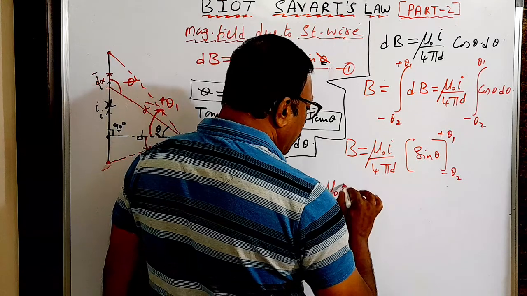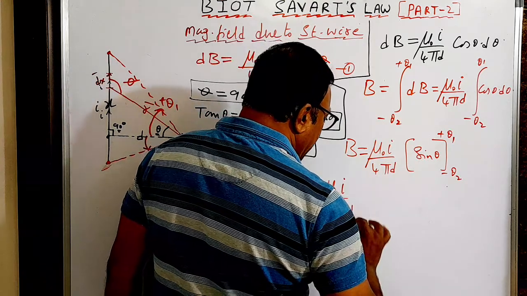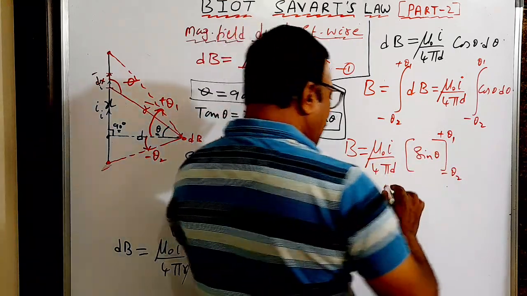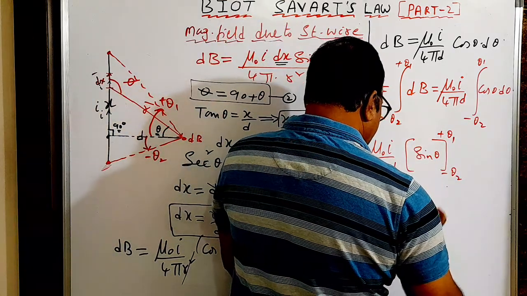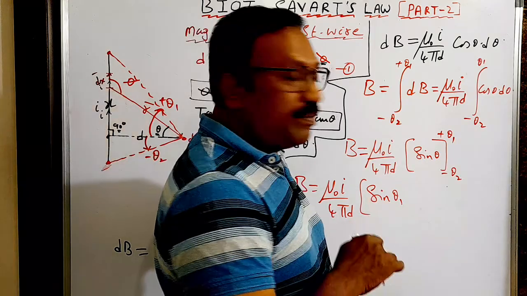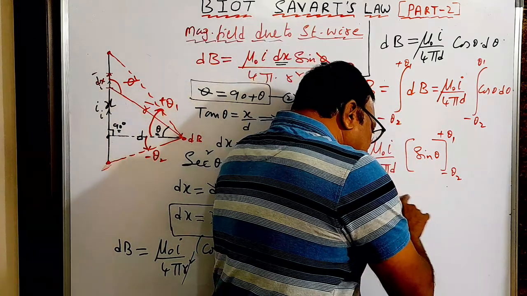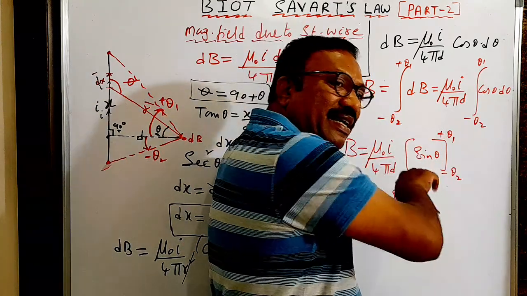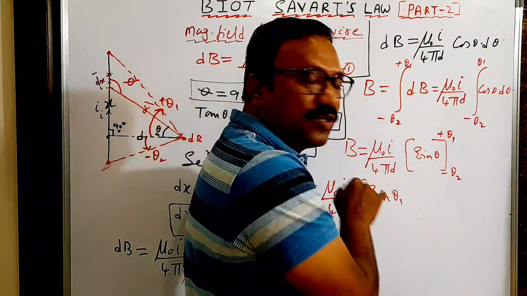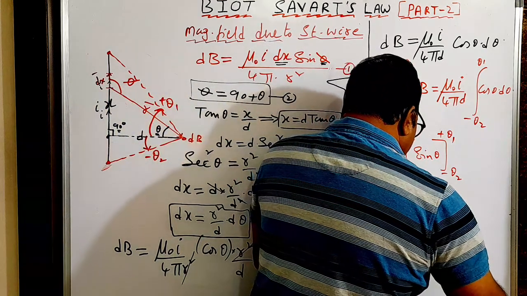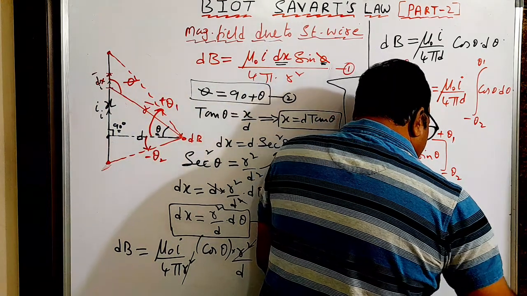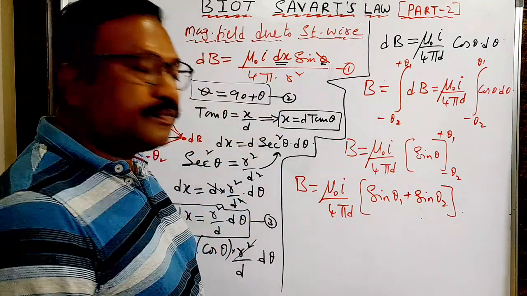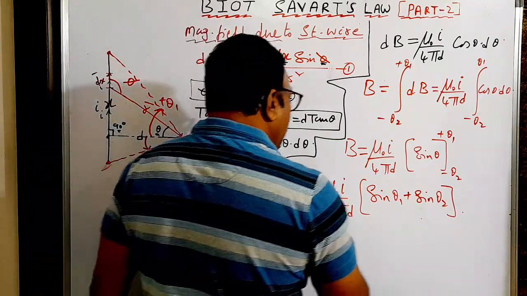B is equal to mu naught I by 4 pi d, upper limit minus lower limit. Upper limit is theta 1, so sin theta 1 minus lower limit. That means minus sin of minus theta 2. Sin of minus theta 2 is minus sin theta 2. Already one minus is there, so minus into minus plus sin theta 2. That's it. So this is the magnetic field.